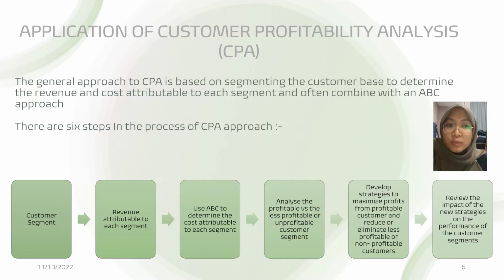The general approach to CPA is based on segmenting the customers, determining the revenue and cost attributable to each segment, and often combined with an ABC approach. There are 6 steps in the CPA approach: customer segment, revenue attributable to each segment, and use ABC to determine the cost attributable to each segment. Next, analyze the profitable versus the less profitable or unprofitable customer segments.